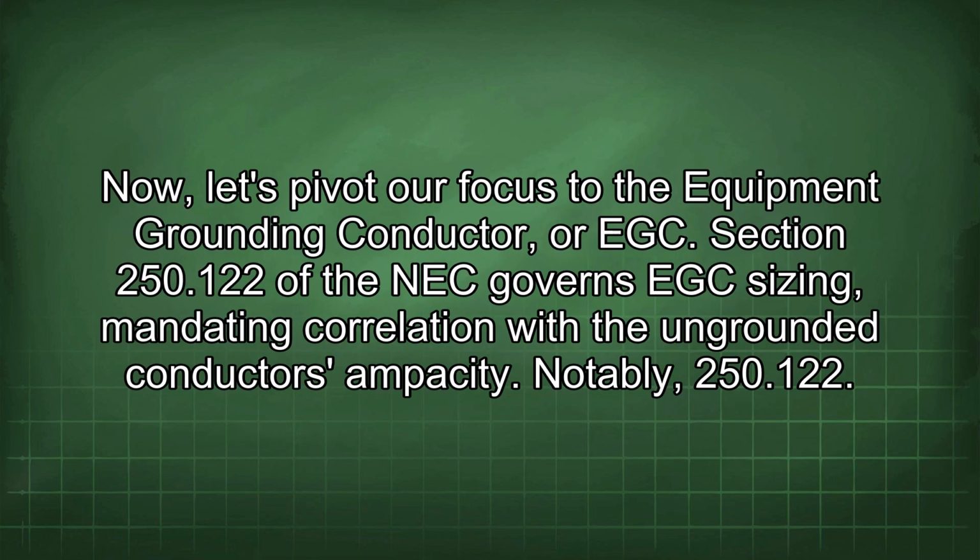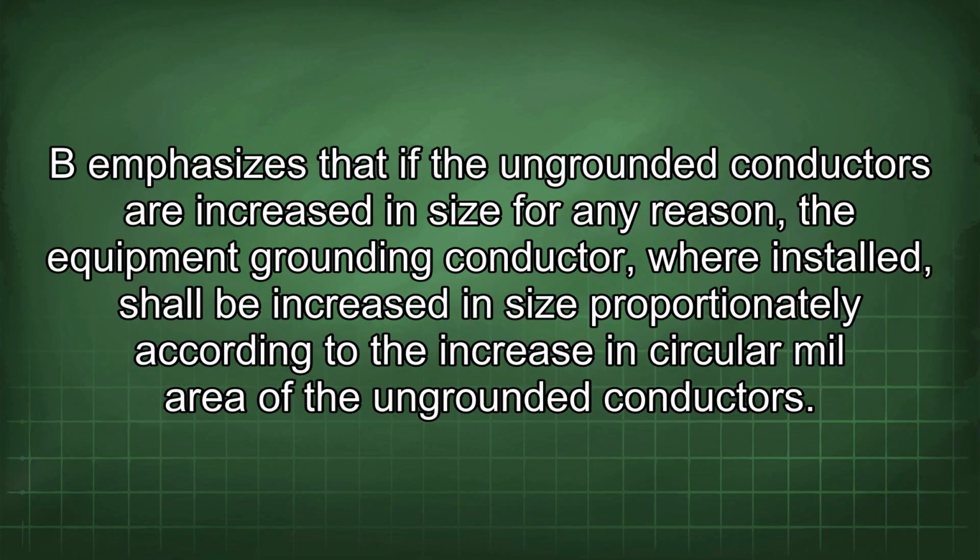Now let's pivot our focus to the equipment grounding conductor, or EGC. Section 250.122 of the NEC governs EGC sizing, mandating correlation with the ungrounded conductor's ampacity. Notably, 250.122(B) emphasizes that if the ungrounded conductors are increased in size for any reason, the equipment grounding conductor, where installed, shall be increased in size proportionately according to the increase in circular mil area of the ungrounded conductors.